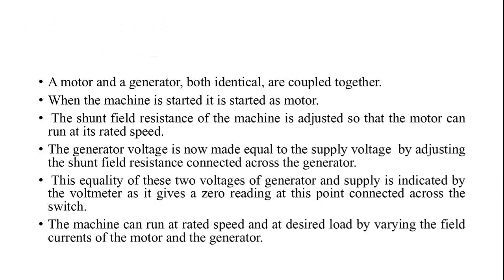In Hopkinson's test, two identical machines are coupled. The motor's shunt field resistance is adjusted for rated speed, and the generator voltage is regulated. The machines run at rated speed and desired load by varying field currents.